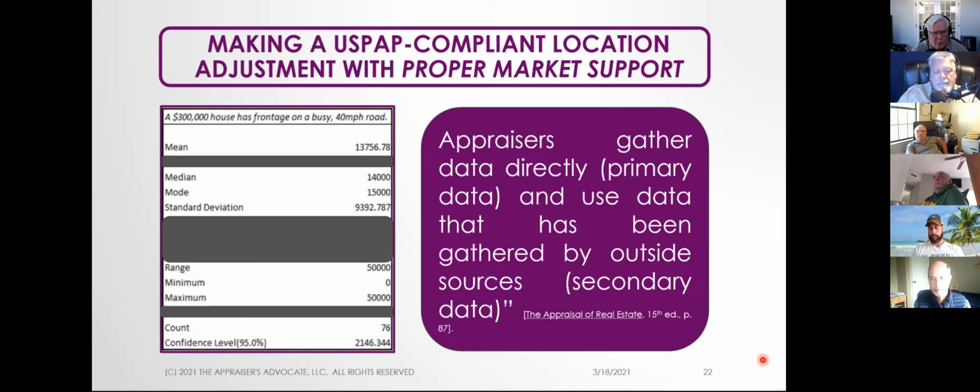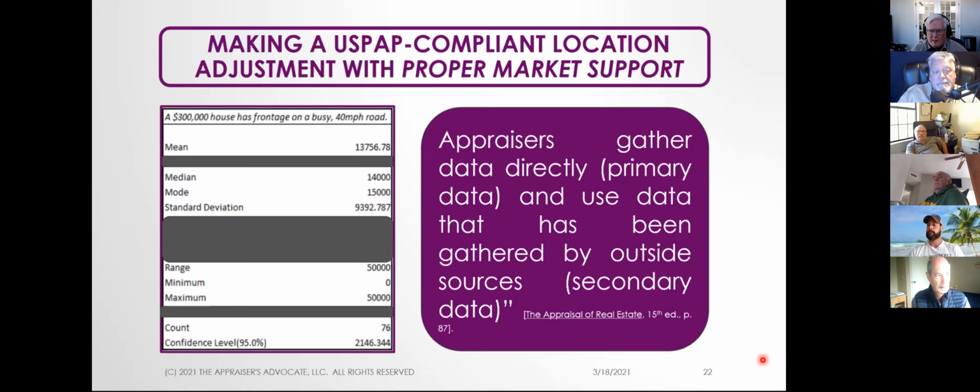But the important thing is, what I did is I divided 13,756 by 300 to get a percentage. I'm not saying that it only works for $300,000 houses. I'm saying that it's a percentage based on dividing this by this with the assumption that the percentage will hold up over different price categories.